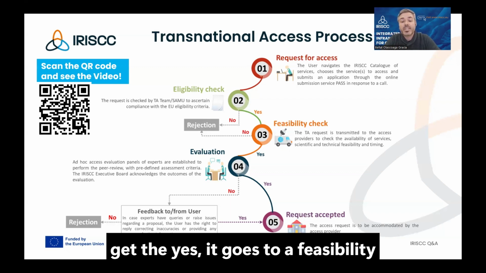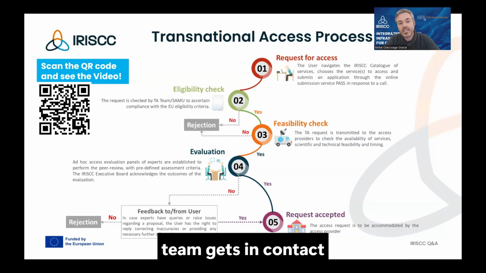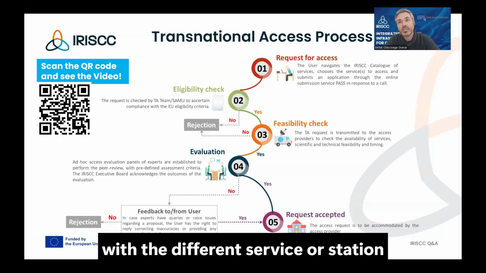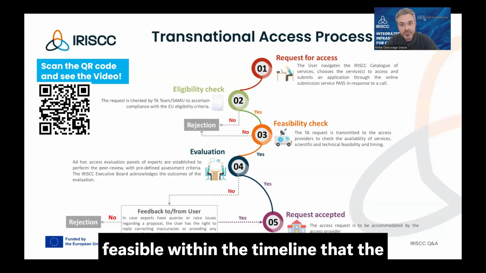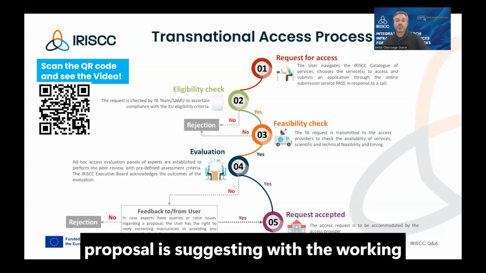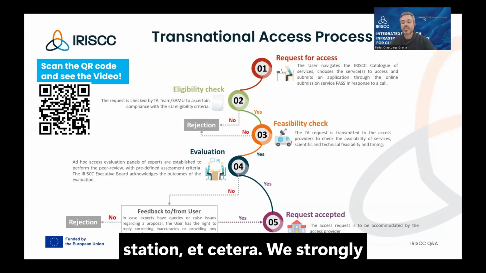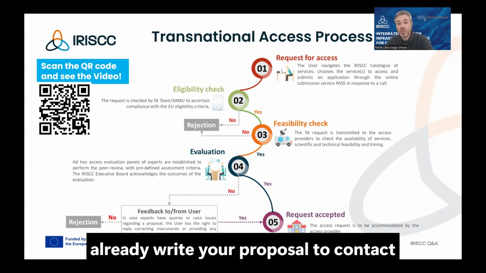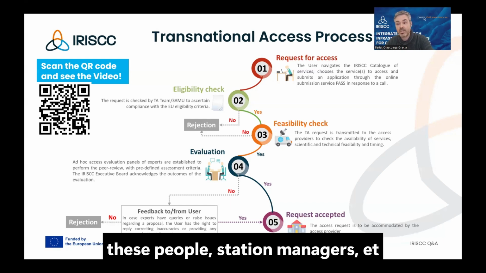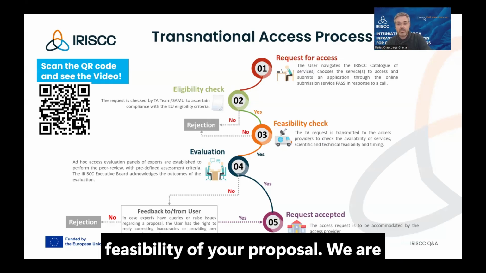After that, if you get the yes, it goes to a feasibility check. This basically means that the TA team gets in contact with the different service or station managers, talking about whether this is feasible within the timeline that the proposal is suggesting, with the workload or the availability of staff in the station, etc. We strongly recommend, before you write your proposal, to contact these people, station managers, etc., yourself, asking already for the feasibility of your proposal.